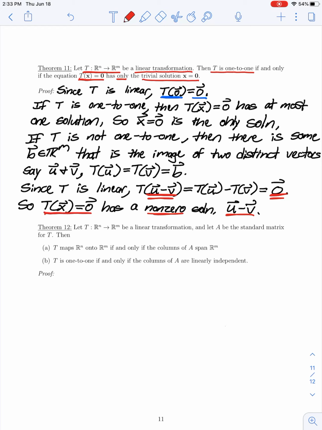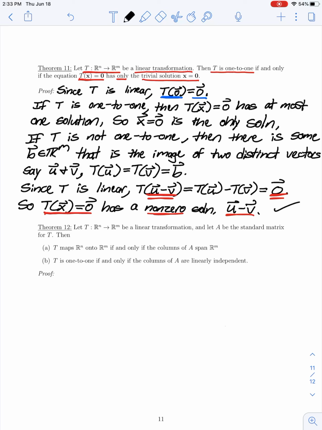So we've shown that if T is not 1-to-1, there must exist a non-zero solution of that equation. Equivalently, if T of x equals 0 has only the trivial solution, then T must be 1-to-1. So we have established the result for Theorem 11.